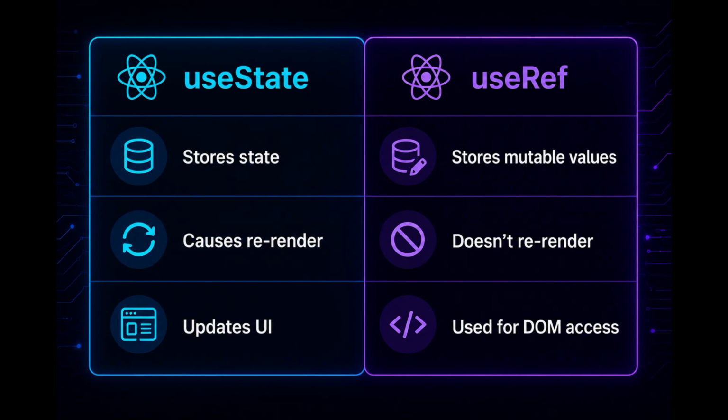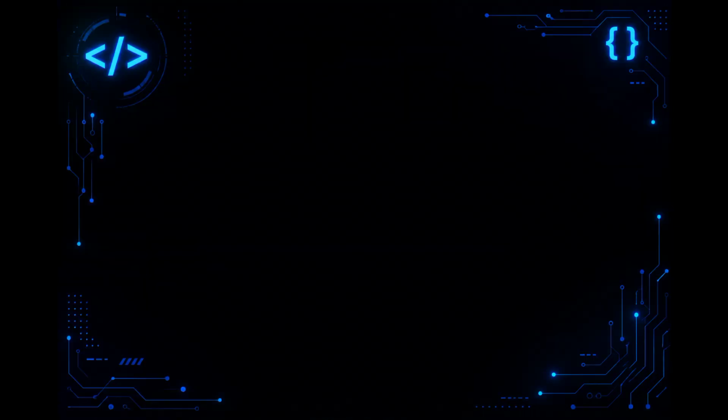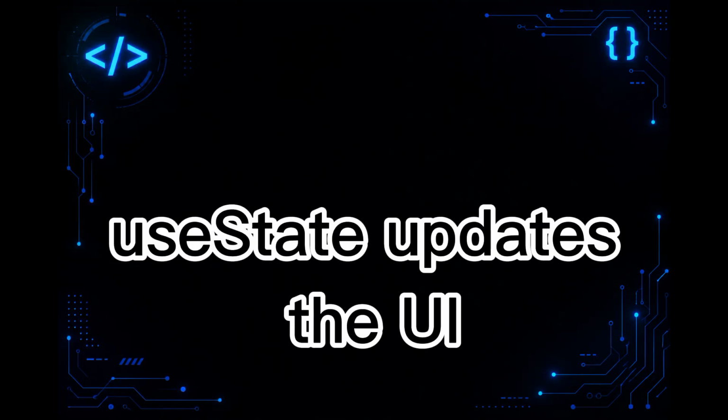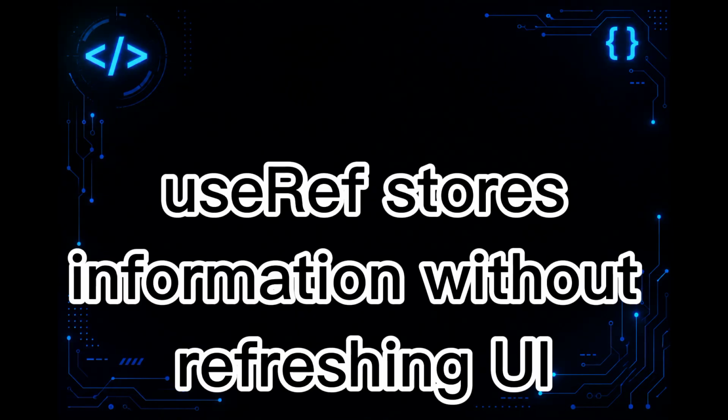Let's compare useState and useRef. useState stores state. useRef stores mutable values. useState causes re-render. useRef doesn't re-render. useState updates the UI. useRef is used for DOM access. One line to remember: useState updates the UI. useRef stores information without refreshing the UI.